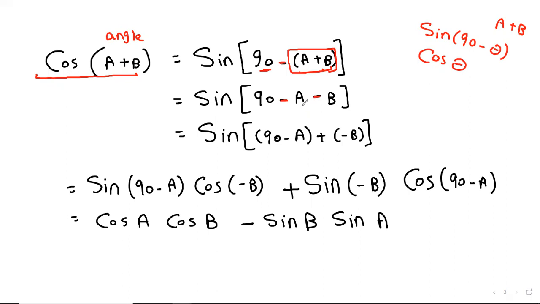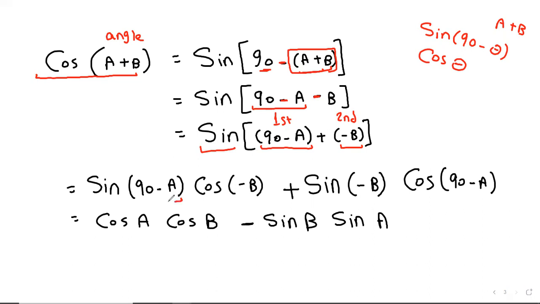We can take 90 minus A as an angle. Here it's the first angle, 90 minus A, plus, here it's minus B. Now we have two angles, and now we have sine. Here it's the first angle, and here it's the second angle. We can apply the rule of the sine, which is sine the first, cosine the second.